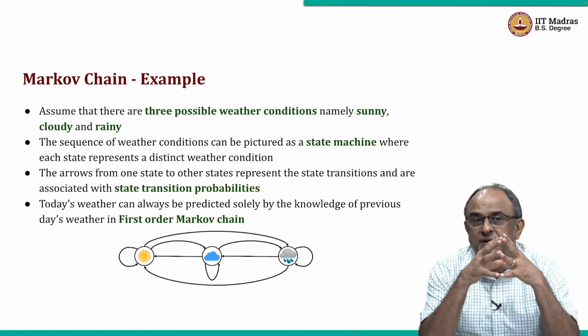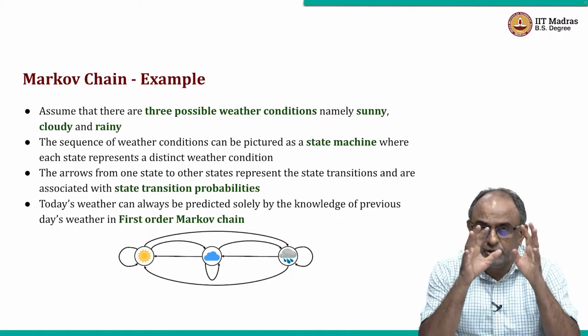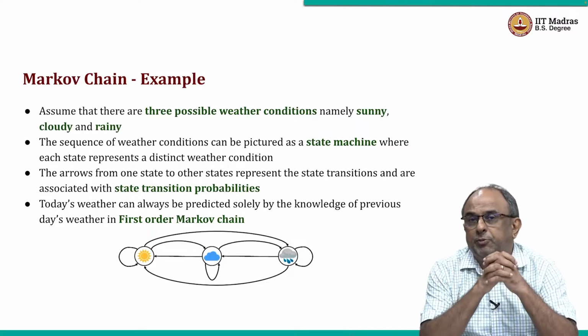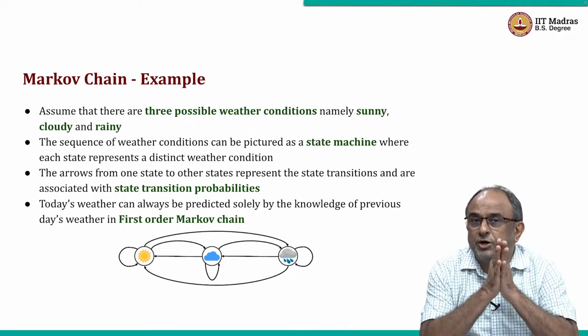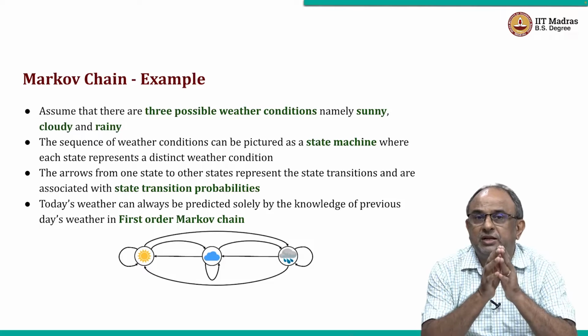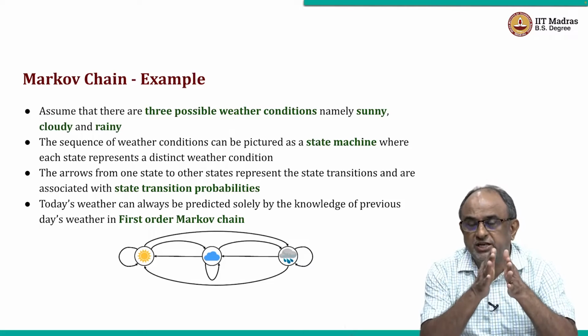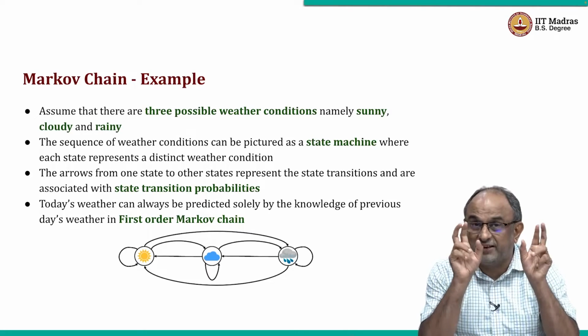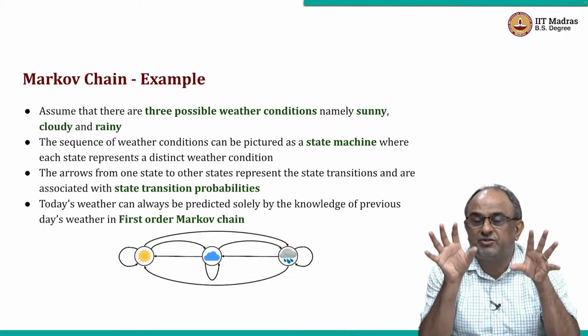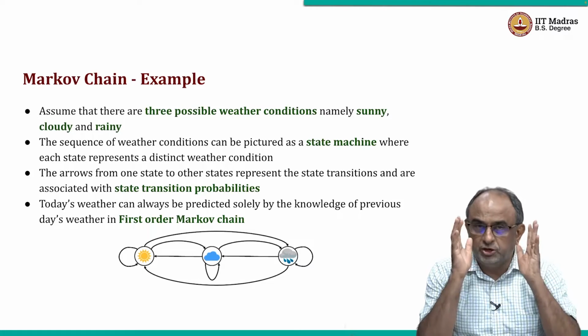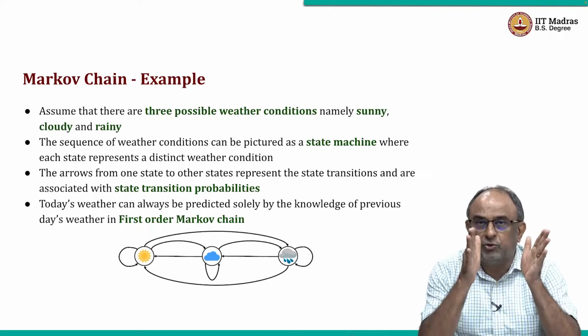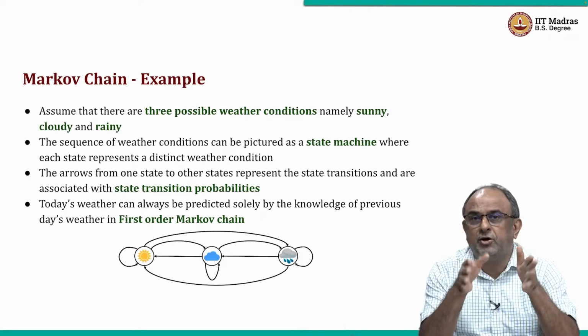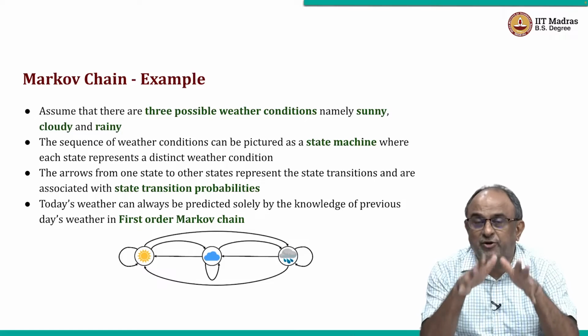A state is basically, so we are going to define the problem well. For example, if I'm talking about the weather condition, we assume that the weather is either rainy or sunny or cloudy, only these 3 states. So it remains in one of these 3 conditions only. On any given day, it can only be cloudy, or it can only be rainy, or it can only be sunny. That's the way we are going to define the problem.